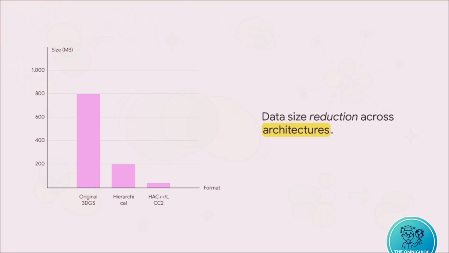40! They're doing this using advanced compression architectures like HAC++ and standardized formats like LCC2. By combining interpolated hash grids, parameter quantization, and context-aware arithmetic coding, these massive, unwieldy files are being completely transformed into lightweight assets you could stream instantly.